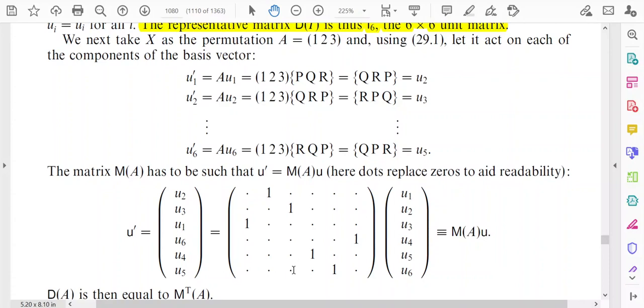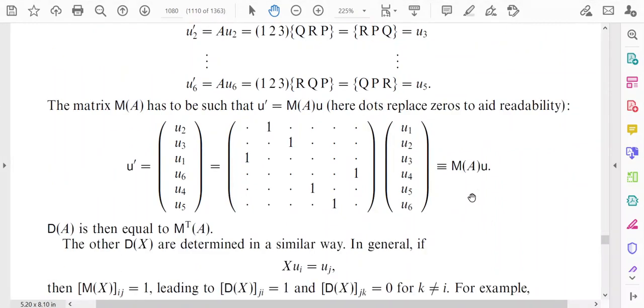So this is the matrix Ma which relates u prime with u. So u prime is equal to Ma into u. Then what will be dA? dA is actually the representative matrix. dA will be the transpose of Ma. If this is Ma, then dA will be the transpose of Ma, that is Ma transpose. And this dA is a representative matrix corresponding to the element A.